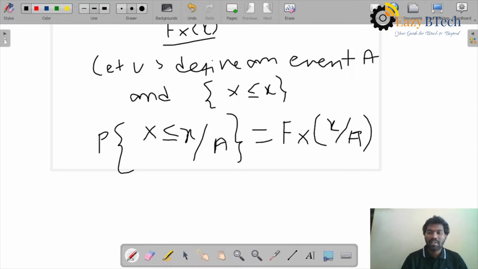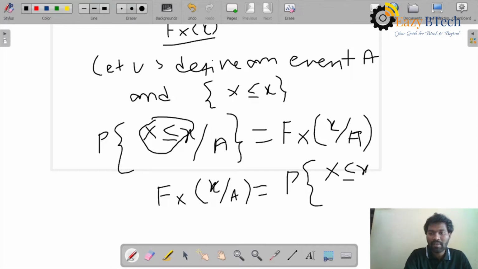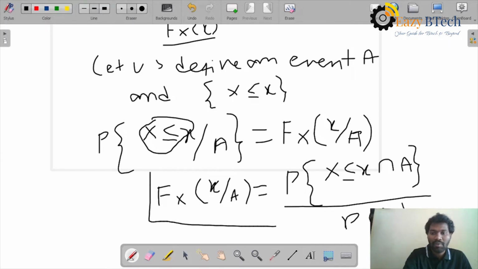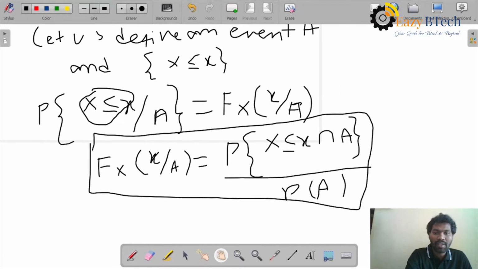So the conditional distribution function Fx of x given A is nothing but P of X less than or equal to x given A. So it is also written as Fx of x given A is equal to, this is the numerator and this is the denominator. According to conditional probability, it will be written as P of X less than or equal to x intersection A divided by P of A. This is the formula to find the conditional distribution function.